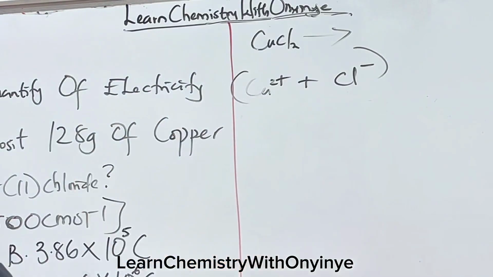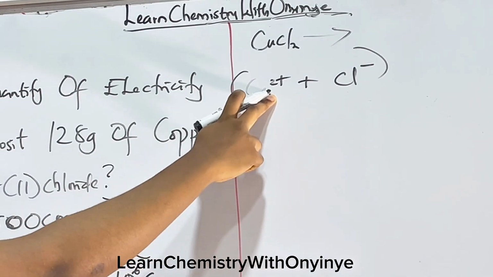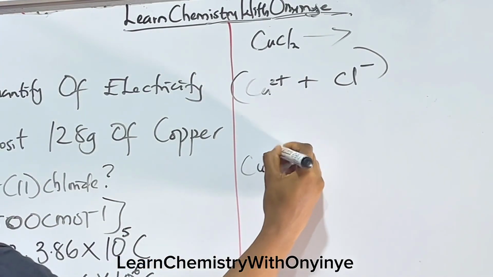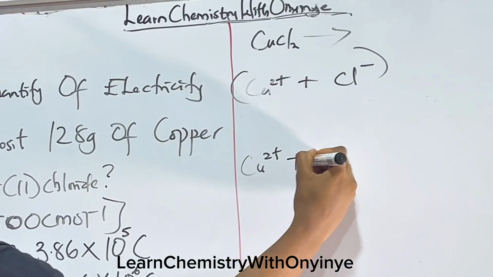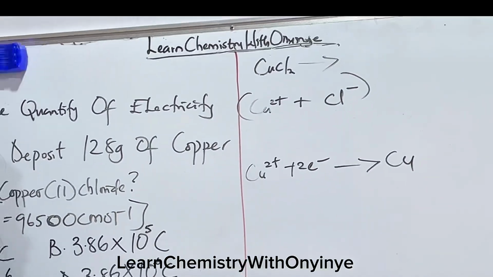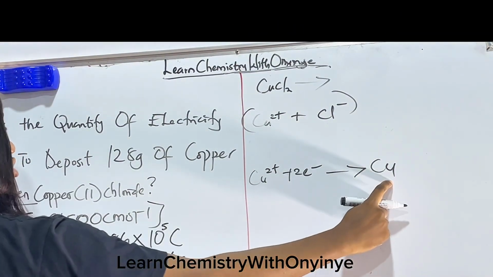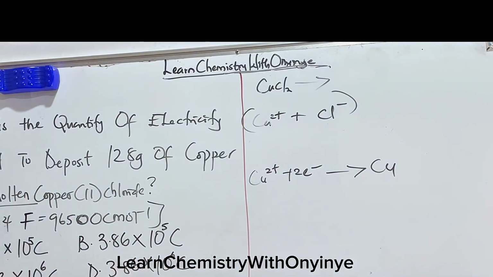Now, the question says deposit of copper, so we're going to be talking about copper. What is deposited at the cathode? If copper is deposited at the cathode, it's going to require 2 Faraday of electricity to become stable. All right, so copper requires 2 Faraday to become stable. So this is the equation we're having here. Now come back to the question.